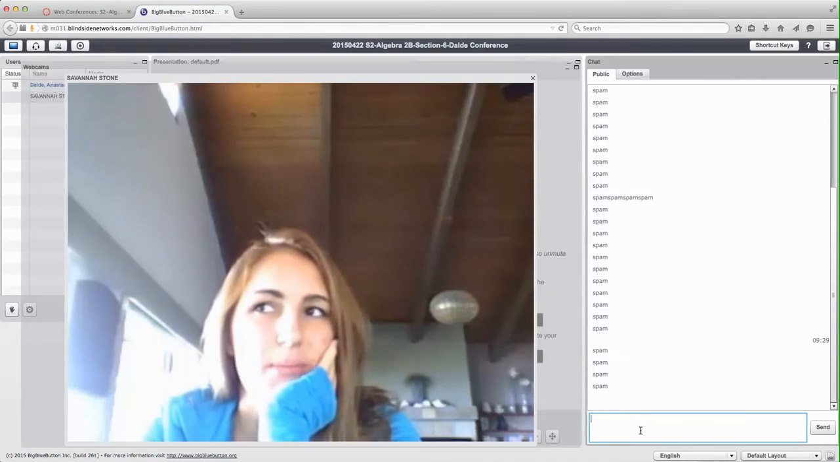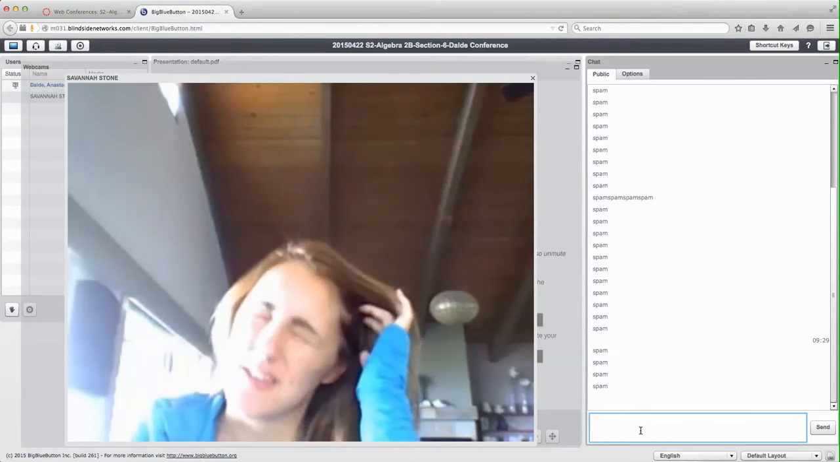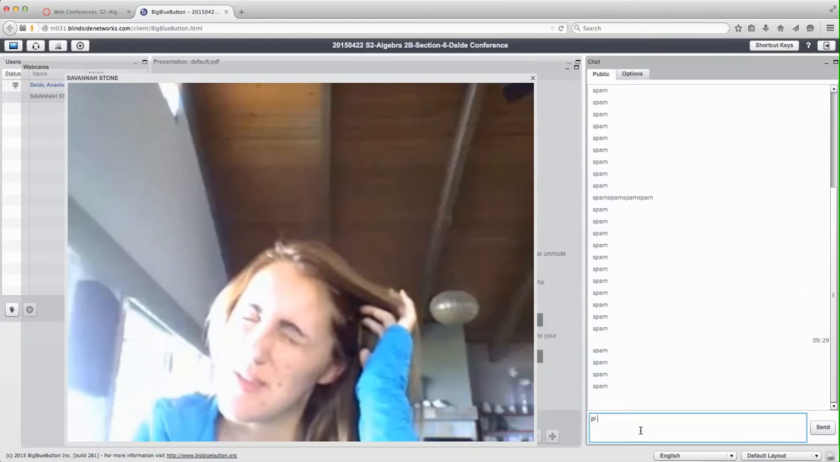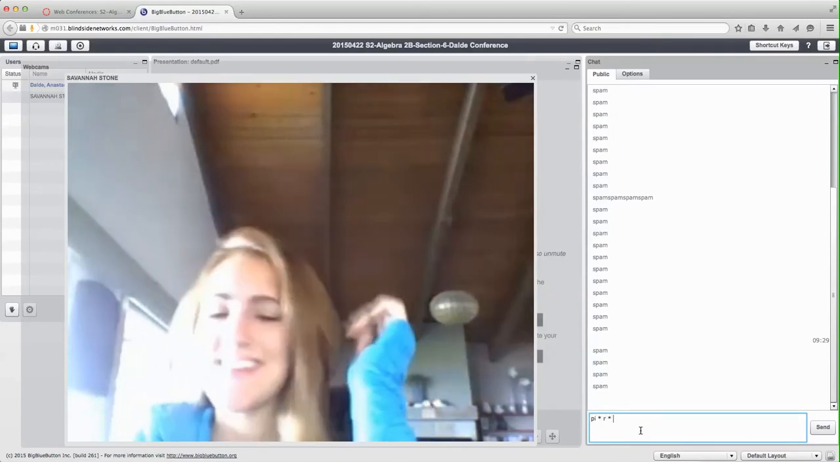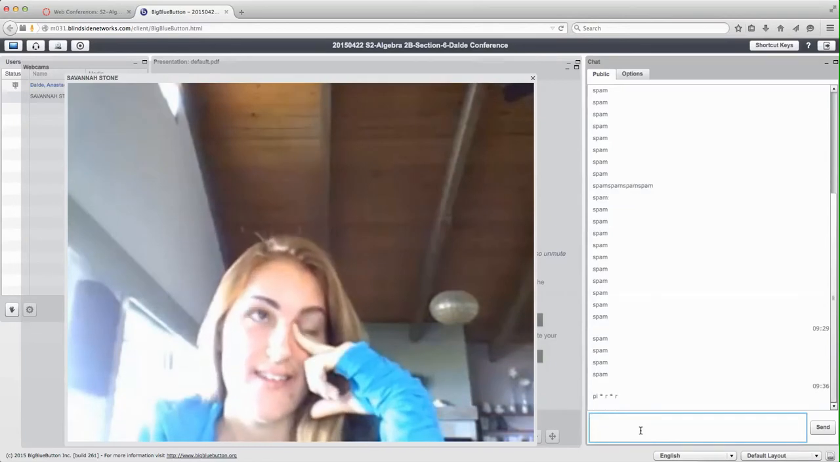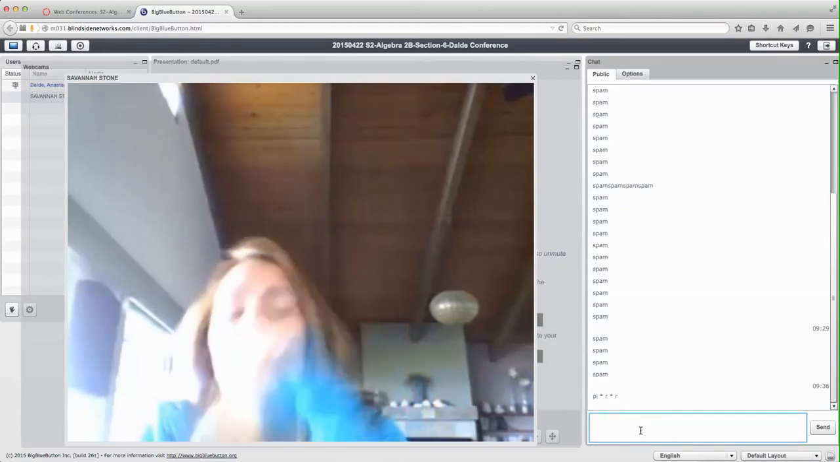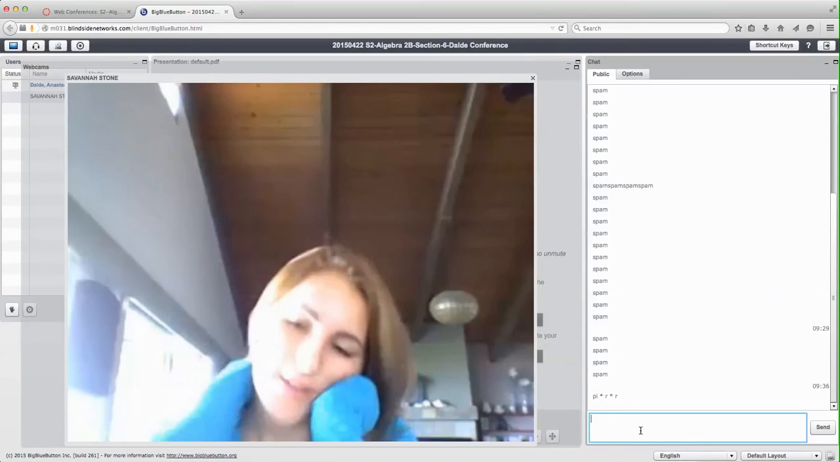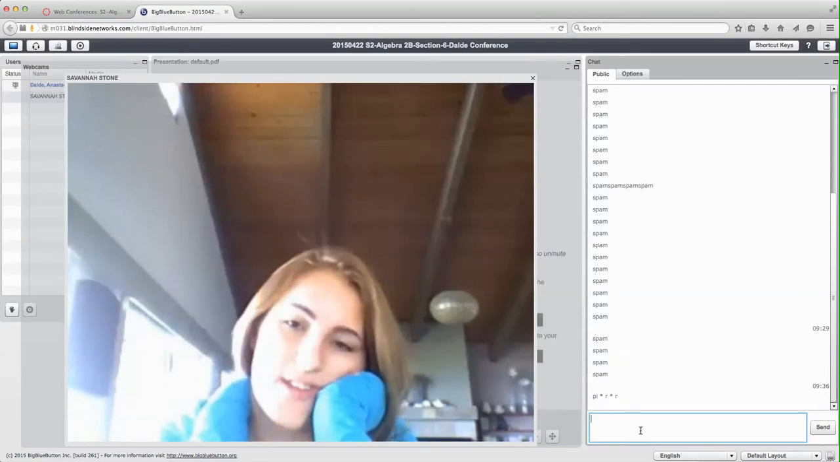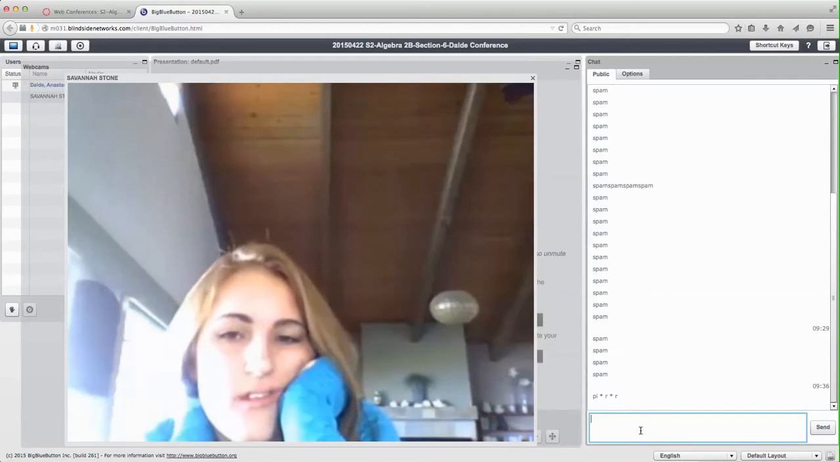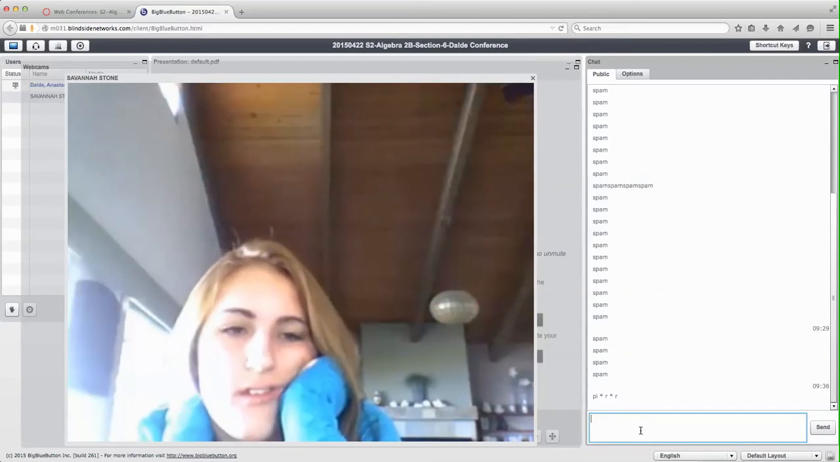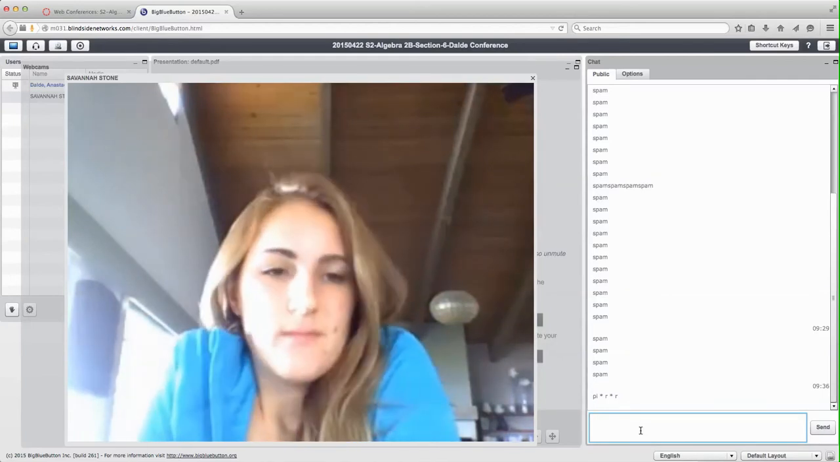Pi times r times something? Divided by something? It's actually pi r squared, also known as pi r squared. You cool with that? This is pi r squared. This is the area of a circle. So if I gave you the radius of that circle, you could tell me what the area is.